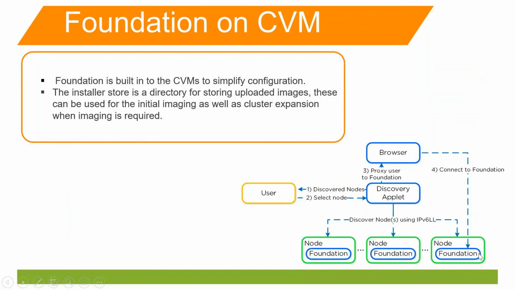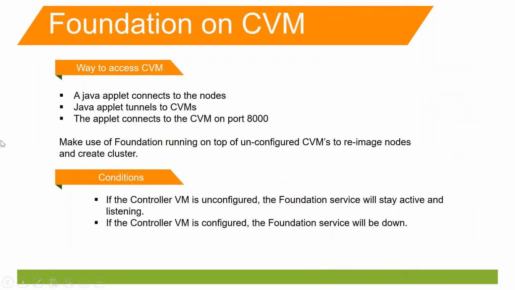If you want to connect to this Foundation, take the CVM IP, then add the Foundation port number. It applies to every node. The way to access the CVM: the Java applet connects to the nodes, tunnels to the CVM, and connects to the CVM on port 8000. So the CVM IP, then port number 8000.